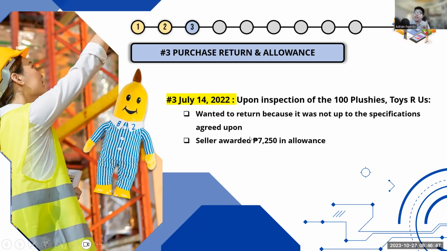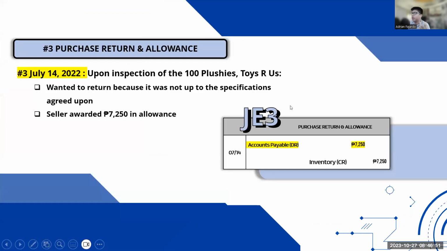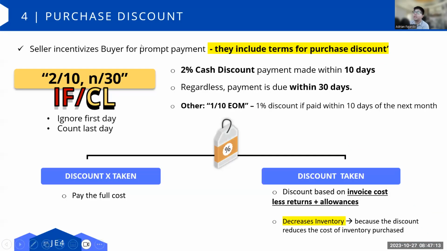So here, in terms of the 7,250 raw yung allowance because yung minion hindi up to the specifications. Therefore, ang journal entry lang is debit accounts payable, credit inventory of 7,250. So, yung accounts payable mo, if you have a T account for this, una, it started off with may utang ka ng 72,500, bababa siya ng 7,250. And then finally, you have purchase discount.